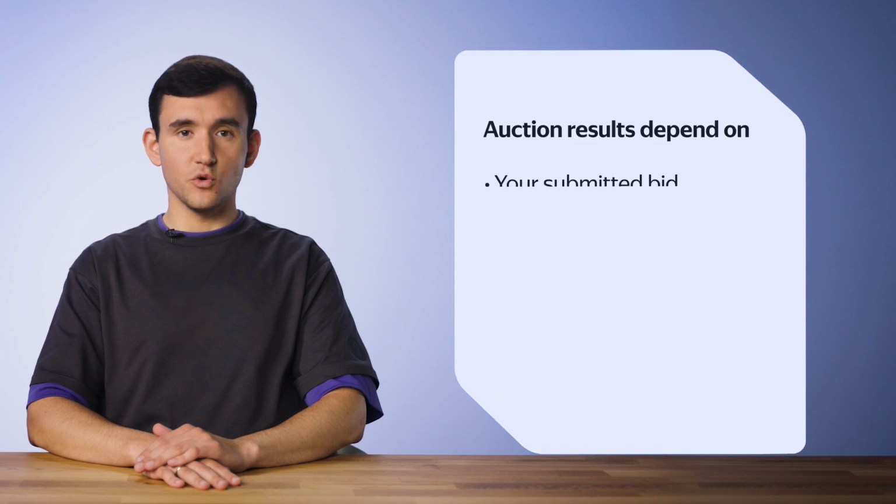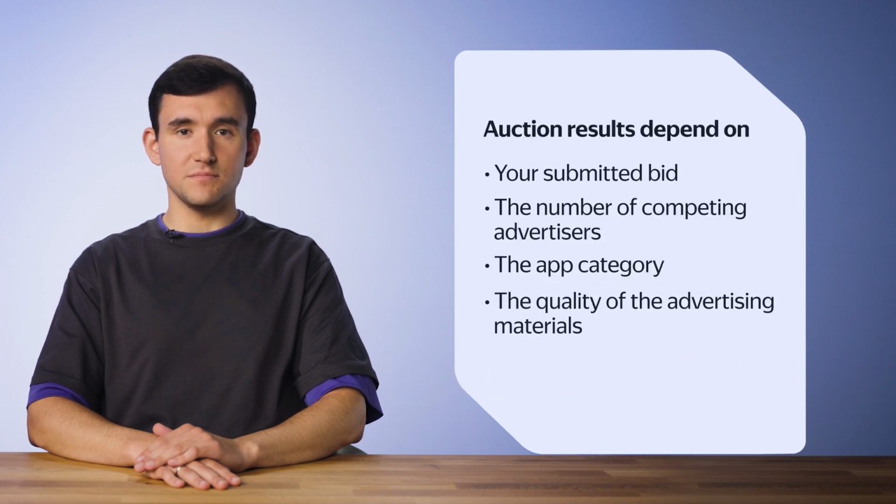The cost is determined by an auction held between advertisers. The results of the auction are influenced by your submitted bid, as well as the number of competing advertisers, the app category, and the quality of the advertising materials. The more popular your app's category, the more competitors bid in the auction. Each auction selects only one ad to show to one specific user.